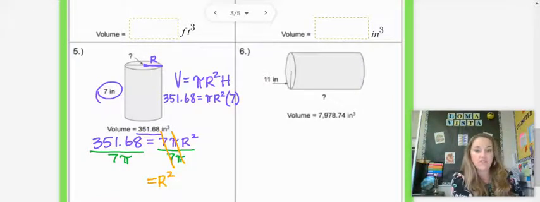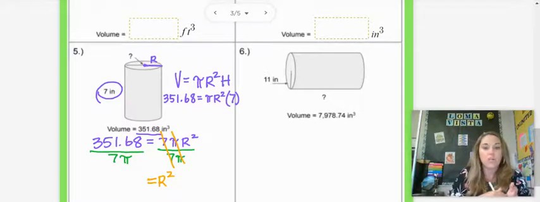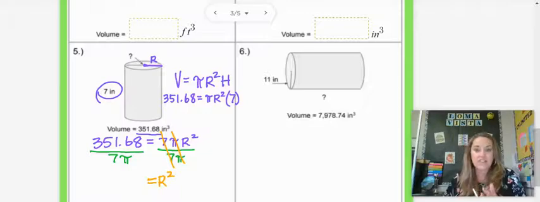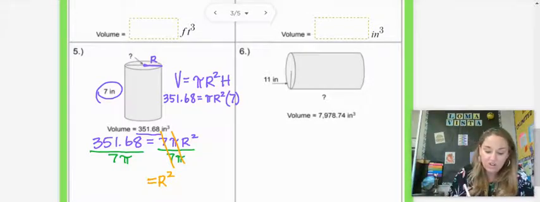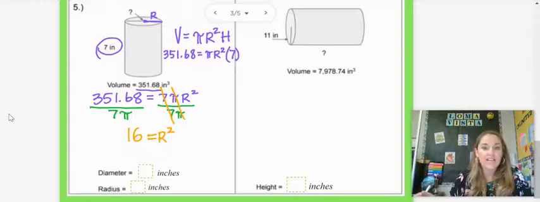So 351.68 divided by 7 divided by 3.14. That's how you would put that in the calculator. So 351.68 divided by 7 divided by 3.14, and you'll get the answer of 16 when you do that. So now we know that r squared is equal to 16.